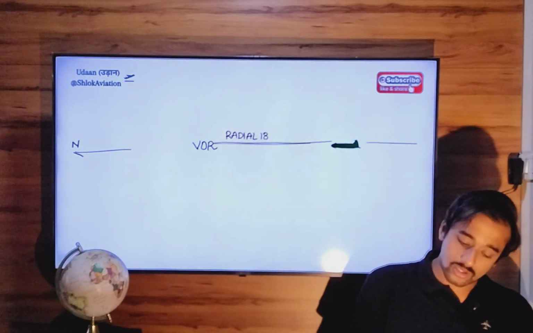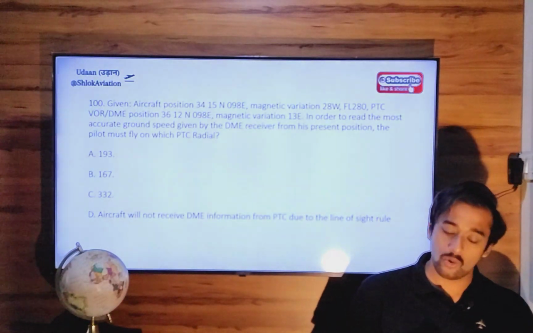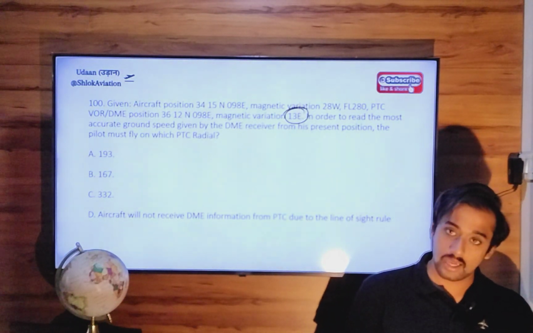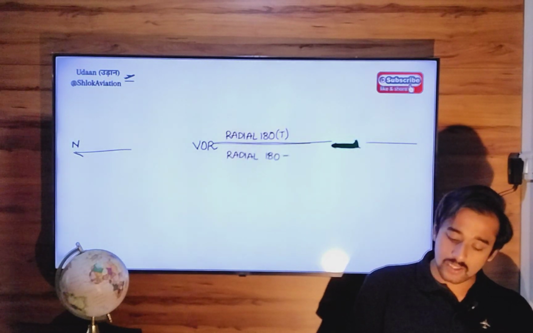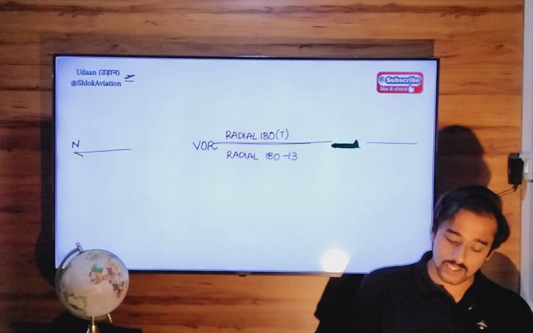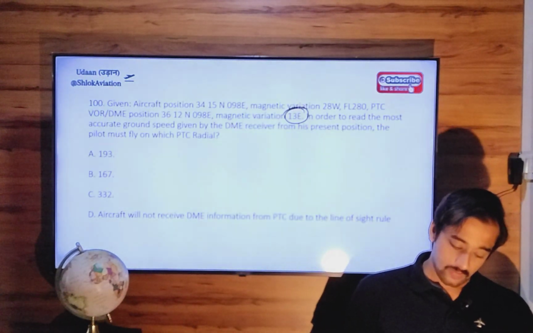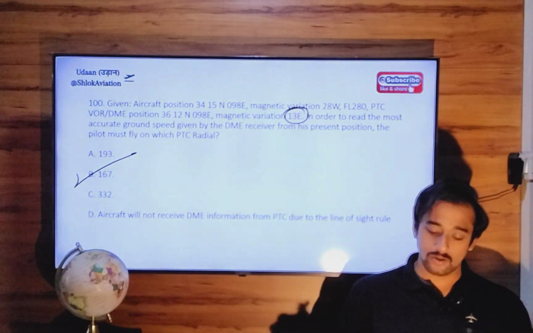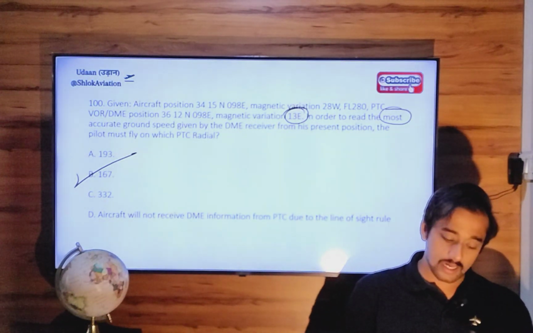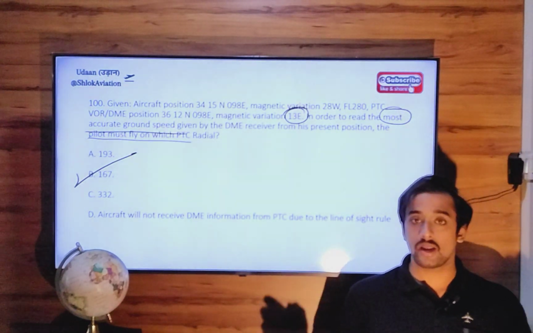Is on radial 180 true. But all radials are magnetic. So apply variation at VOR station, which is 13 degree east. So radial will be 180 minus 13. Variation east, magnetic least, which will be 167 degrees. So option B will be the correct option. Now here they have also asked you, in order to read the most accurate ground speed from his present position, pilot must fly on which radial?